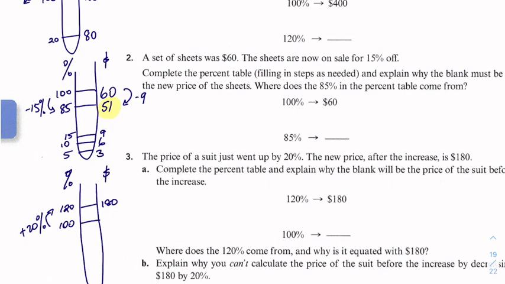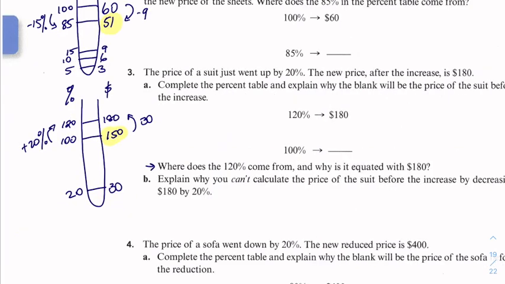And we want to figure out what this is. We need to know how much this increase was in dollars. So 20% is a fifth of 100, but we don't know how much that was in dollars. But we know that it's a sixth of 120. So that would be $30. So this went up by $30. That means that it started off at 150.